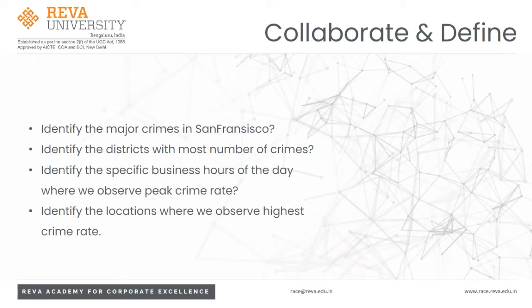The third objective that we have is to identify the specific business hours of the day wherein we see a peak in the crime rate. And the last of the objectives is, can we identify the specific locations wherein we can take actionable insights to reduce incidents of crime. So these are the objectives that we have.